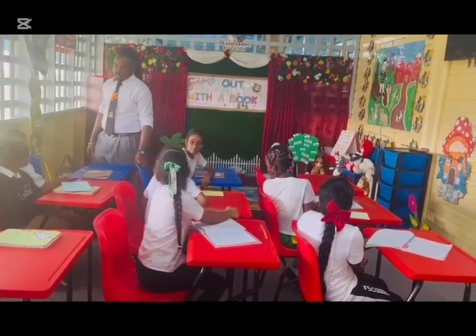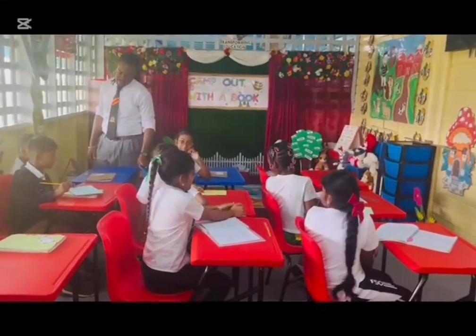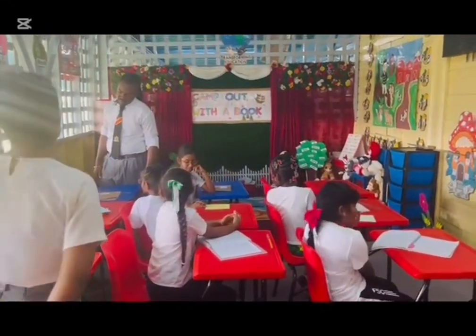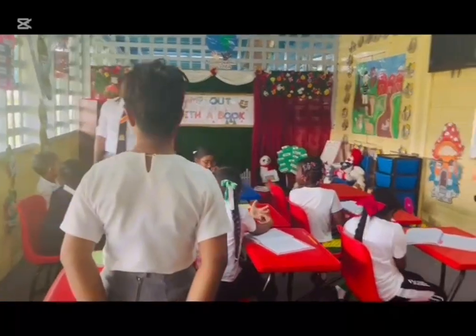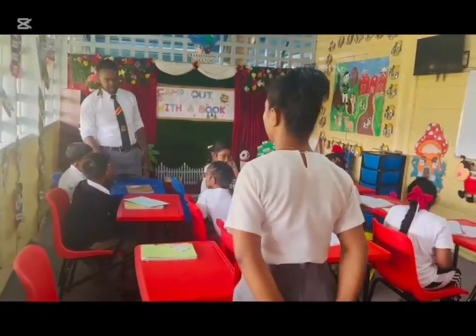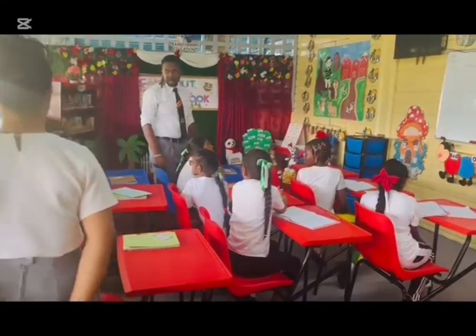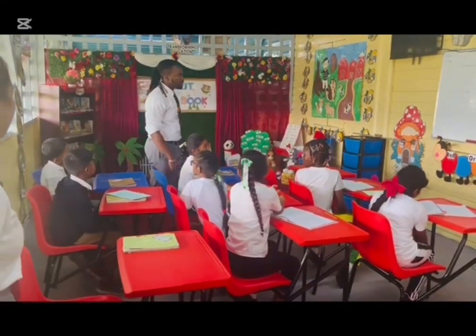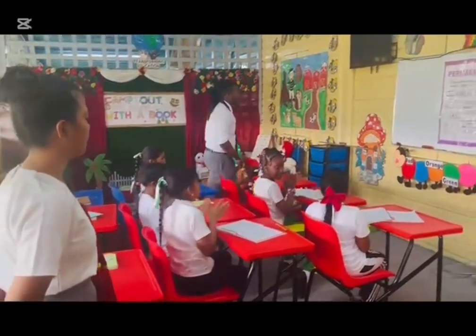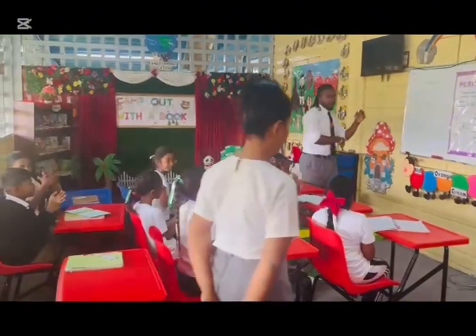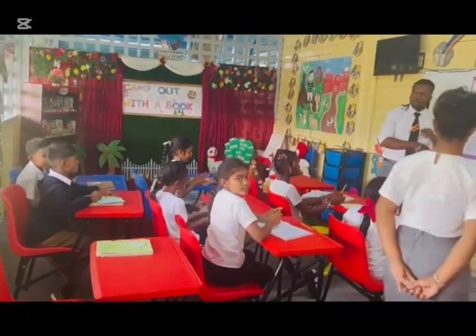Back group, boys, what is your length for your perimeter of your rectangle? 28. And what is your breadth? 80. And what is the perimeter for the whole shape? 92. Good. Give yourself a clap. Good.